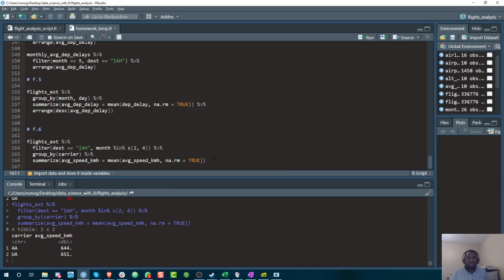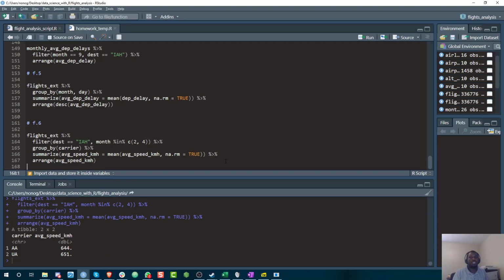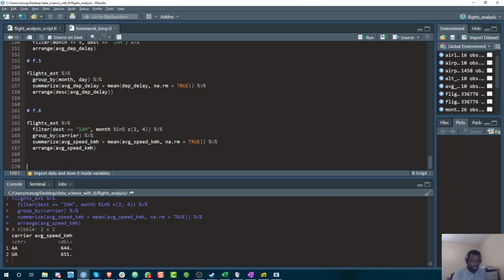Okay, so we want those who fly the slowest. You know, based on this, you can basically say that there are only two carriers that flew from New York City to Houston in the months of February and April. Is it a general thing? I'm not sure, but this is what we can see in the data, right? And because we want the people that fly the slowest, we're going to arrange by average speed in kilometers per hour. Okay, and that would be American Airlines on average.